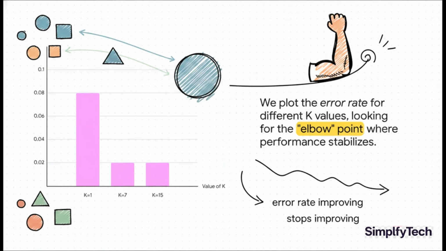So how do we actually find that Goldilocks value? Well, a really common way is to try out a bunch of different k values and plot the error rate for each one. What you're looking for is this elbow point, right here. See how the error drops fast and then starts to flatten out? That spot, right at the bend of the elbow, is usually a pretty good bet for the best k value.